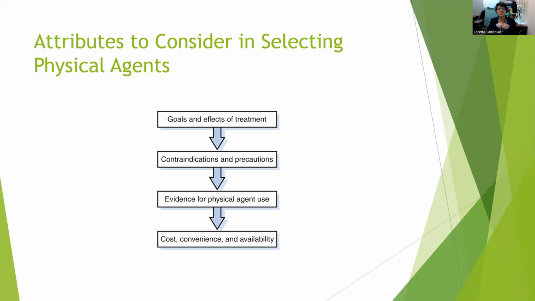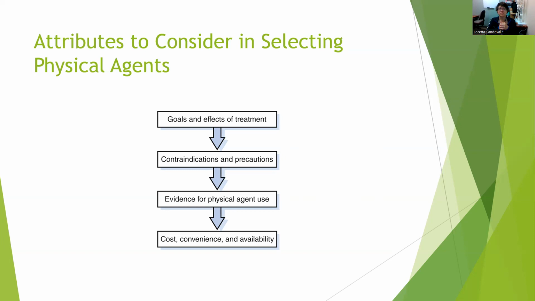And then cost, convenience, and availability. That is a concern. If it's something that's low cost and easy to use and readily available, well, yeah, that's nice. If it's something that is not going to be available to the patient, or the cost is prohibitive, it's probably not our best choice. We want to use something else.